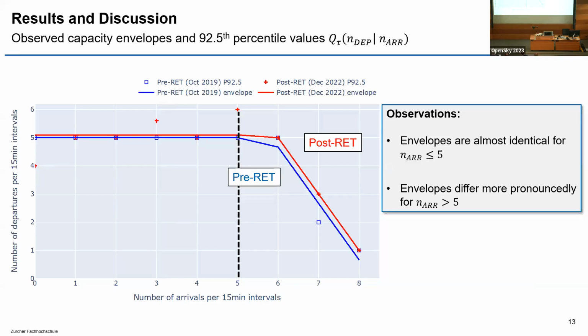Whereas when we look at the right part, you see that there are more pronounced differences. Again, RETs have impacts on capacity when the airport is frequented by a high number of landings. Therefore, that's what is to be expected from our point of view.